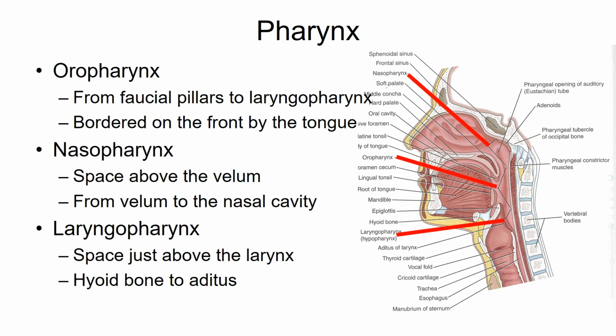We further subdivide the pharynx into three different pieces. The oropharynx is basically the part of the pharynx directly behind the tongue, from the facial pillars down to the laryngopharynx. The nasopharynx is that uppermost part of the pharynx above the velum, basically from where the velum is to the entry to the nasal cavity through the nasal choanae. And then the laryngopharynx is the inferiormost part of the pharynx, that pharyngeal space just above and to some extent behind a little bit the larynx, from where the hyoid bone is located down to the aditus of the larynx.